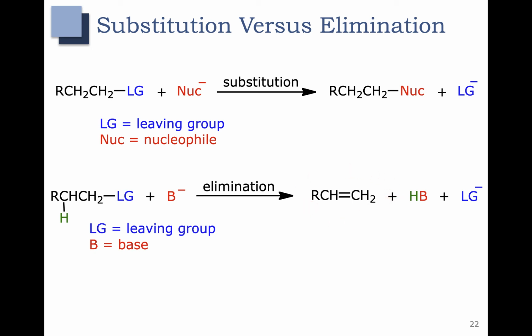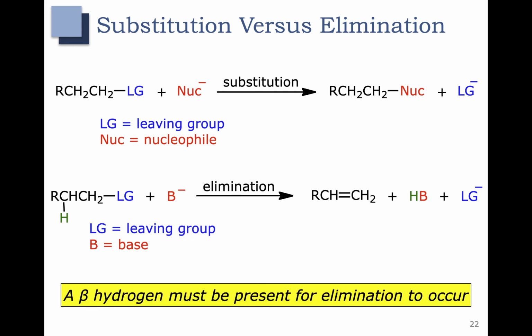You'll notice that one of the key differences here is that in the elimination reaction, we have to have that hydrogen that I have colored in green there. We call that the beta hydrogen, and it must be present for elimination to occur. If you're counting, this would be the alpha carbon with the alpha hydrogens, and this would be the beta hydrogen with the beta carbons. If we don't have that hydrogen there, the elimination reaction can't happen. So the key difference with this reaction is you have to have the beta hydrogen, and you're forming the carbon-carbon double bond as your product.